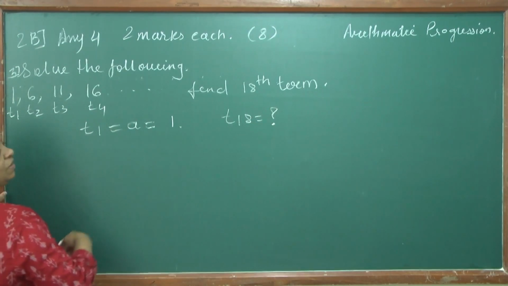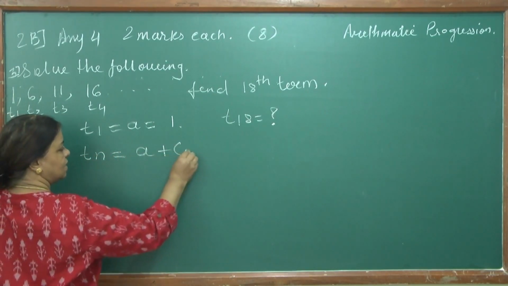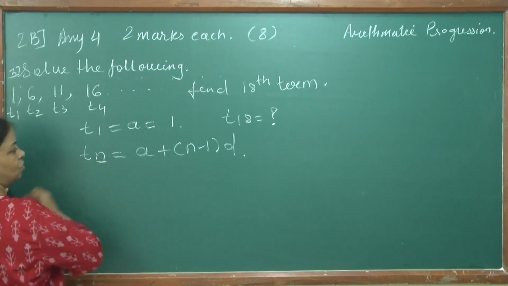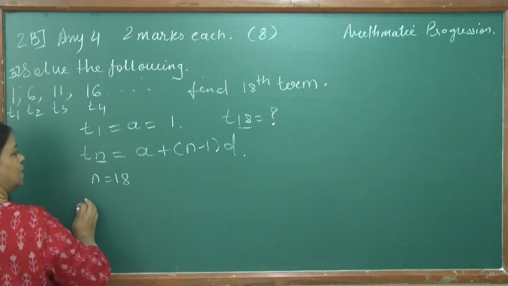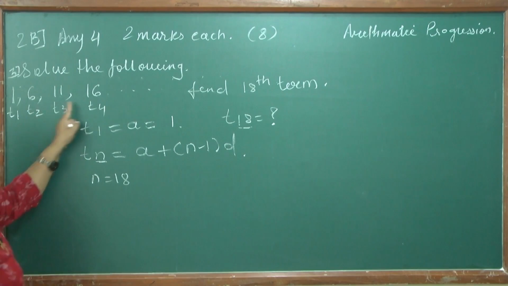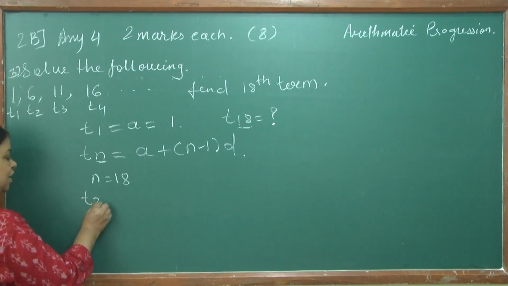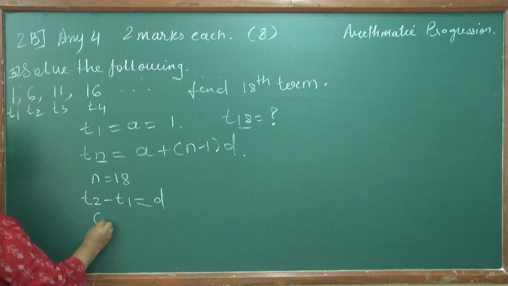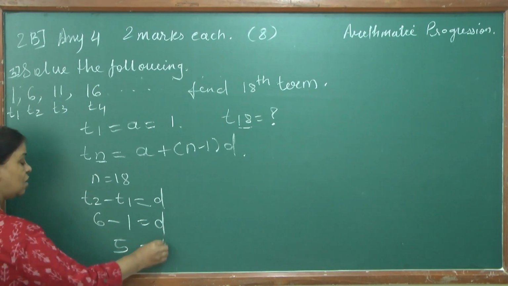And what is the formula to find out any term? The formula is Tn is equal to A plus n minus 1 into D. Now here n we know, that is 18. N is equal to 18. And A also we know, which is 1. D we do not know. We can find it from the terms which are given. So we can find D by T2 minus T1 is equal to D. How much is T2? 6 minus T1 is 1, that is 5. So we know D also.